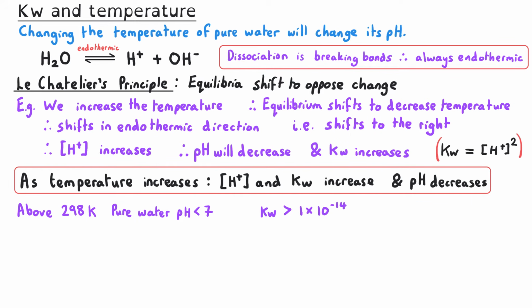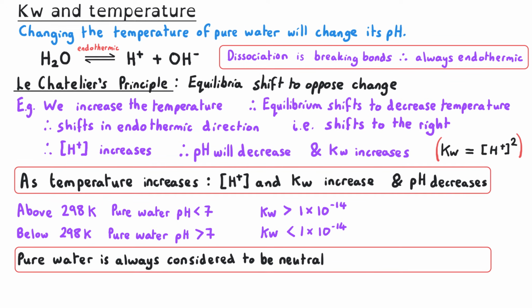And conversely, if the temperature is below 298 Kelvin, pH will be greater than 7, and the Kw value will decrease. Even though the pH has changed, though, we're still not in a situation where we've got acidic or basic conditions. And that's because in pure water, the hydrogen ion concentration is the same as the hydroxide ion concentration. And so that means we are effectively neutral. We haven't got one of those bigger than the other.